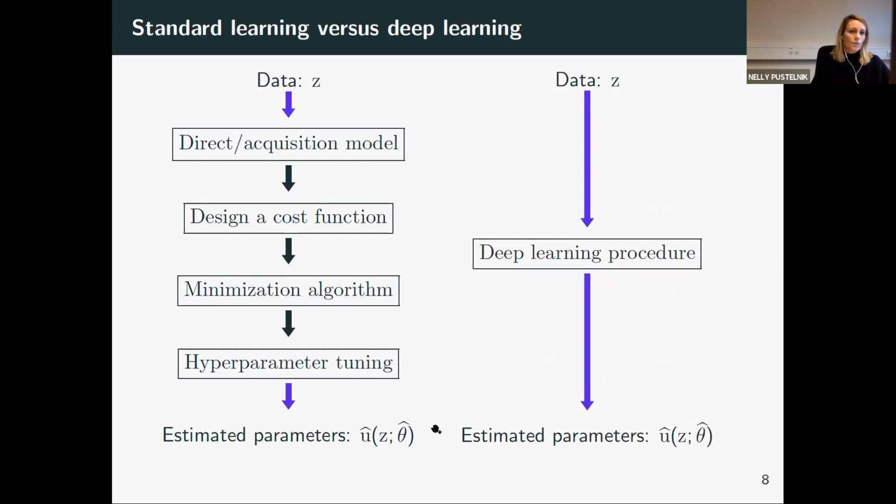The advantage of the deep learning procedure is that you do not have to properly model the direct acquisition, the cost function, the minimization algorithm, and the hyperparameter tuning. You just have nice, existing designs of networks.